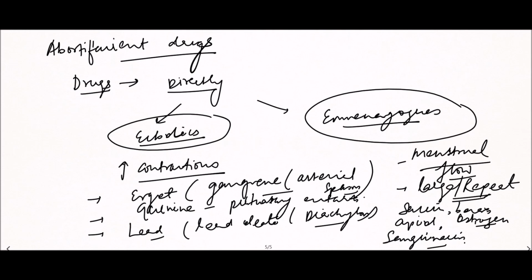Sanguinarine is also an emmenagogue, which acts by increasing menstrual flow. Now, these are the abortifacient drugs which act directly on the uterus. They can be ecbolics or emmenagogues. Now, the drugs which act indirectly, like irritants of the genitourinary tract.